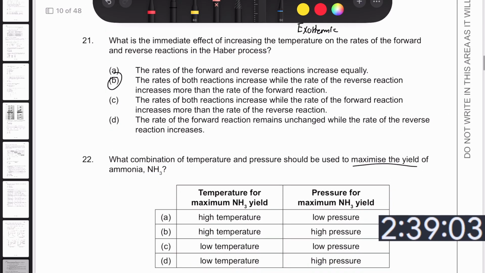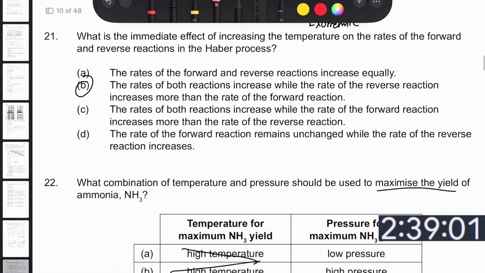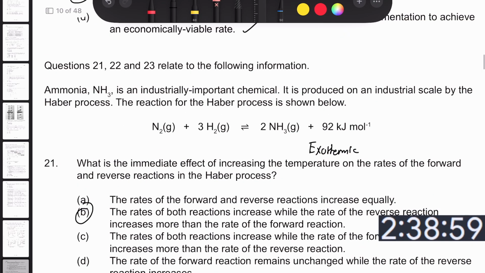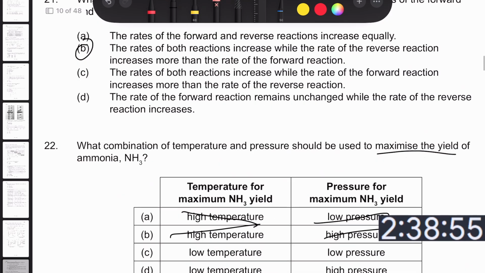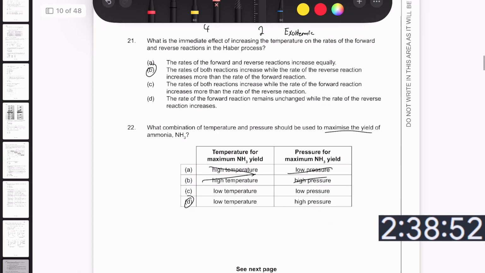What combination of temperature and pressure should be used to maximize the yield? So temperature for yield is going to be low, and pressure should be high because it's 4 here and only 2. So low temperature, high pressure.